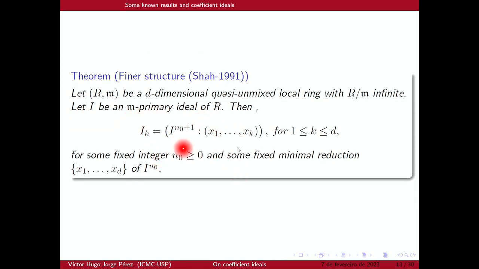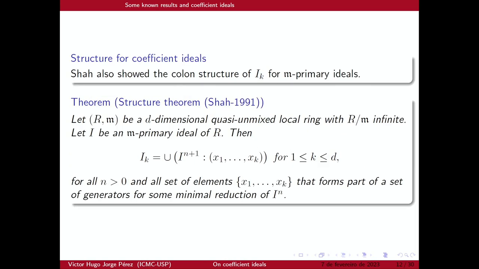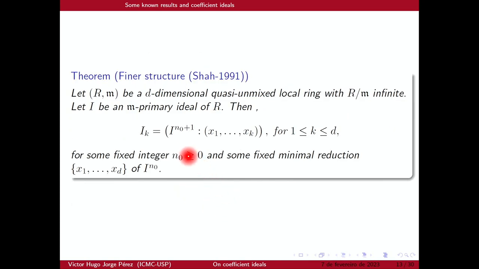I have all the finer structure of the coefficient ideal, but in this theorem, we have the union for all m. For the finer structure we needed the same hypothesis. Then the coefficient ideal is the column coefficient for some fixed integer m, and a fixed minimal reduction of the power of this ideal I.